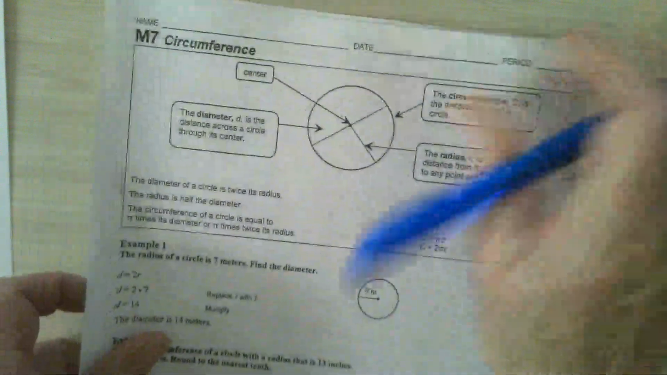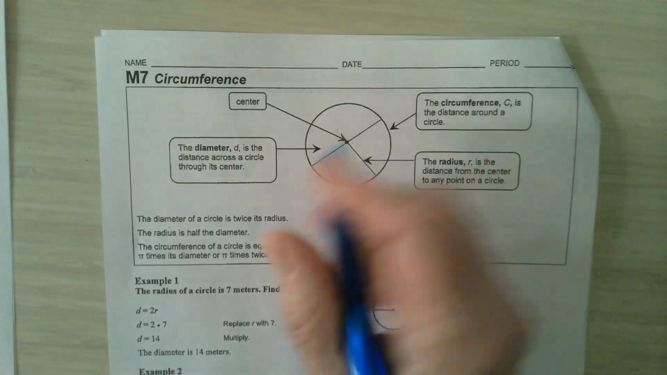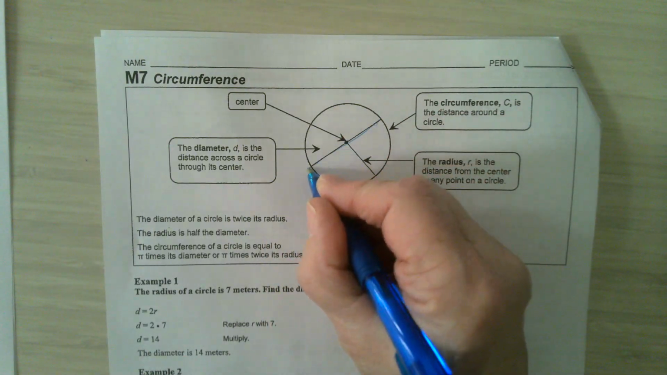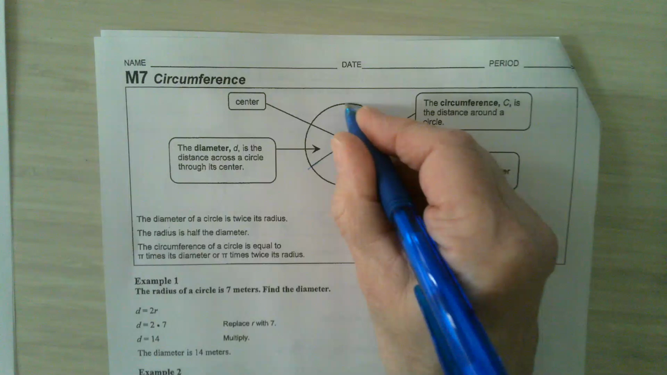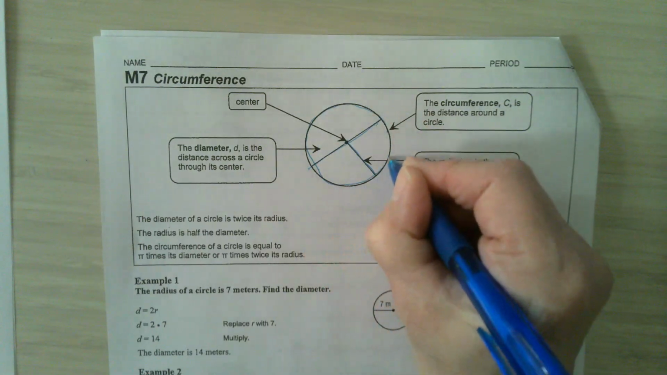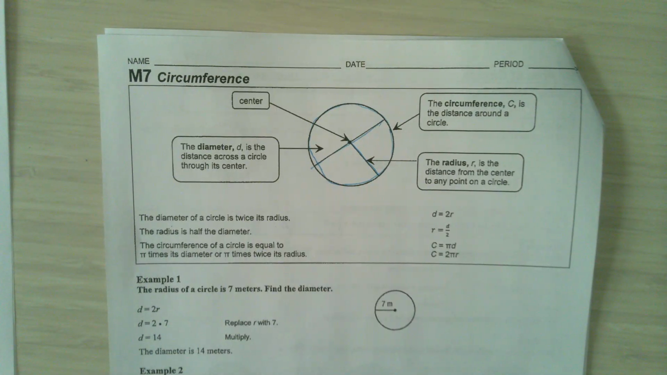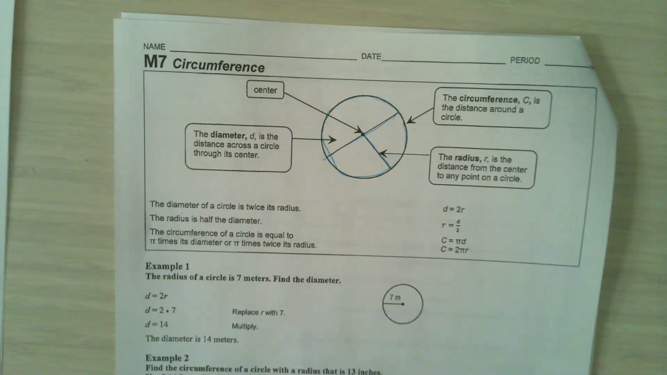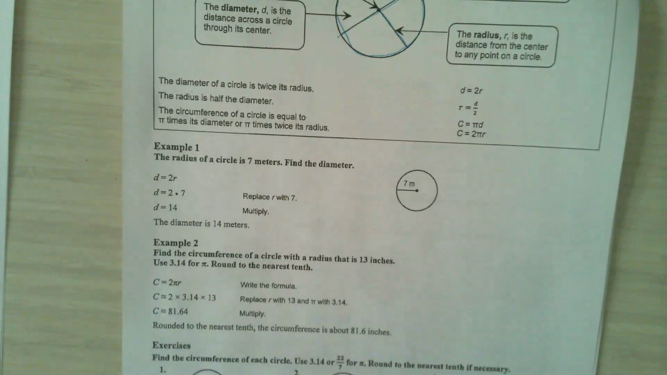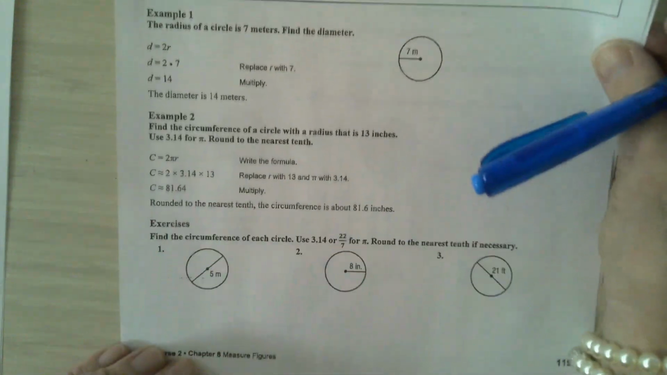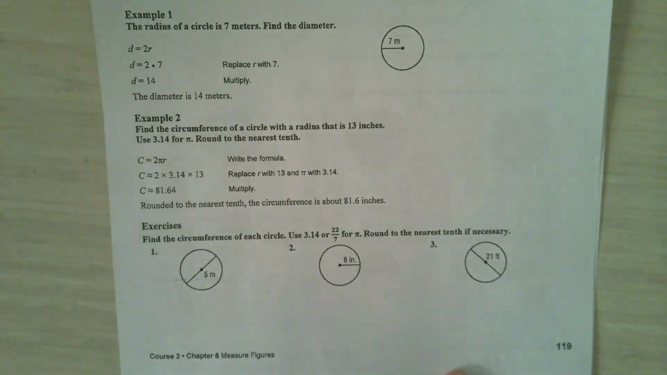Now let's go to the other side. On this side, it reviews the parts of a circle. You have the center. The diameter cuts it into two pieces. The radius is half of a diameter. The circumference is a line that goes around the circle. It is a one-dimensional piece, so you do not square that answer. Whenever you get a circumference, it's just like inches or meters. Here it goes over how to do each type of problem. Let's go on and do problem number 1 and 2.